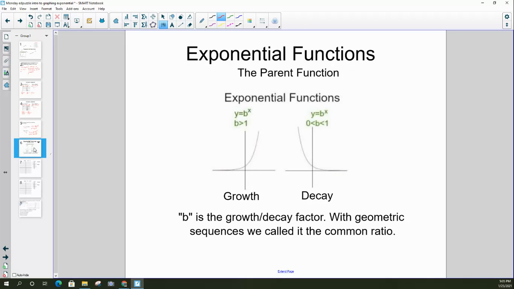Any number bigger than 1 will be considered a growth factor, right? 2, right? It's doubling, it's growing. 3, it's tripling, right? So any number bigger than 1, it's growth. Any number between 0 and 1, it's decay.